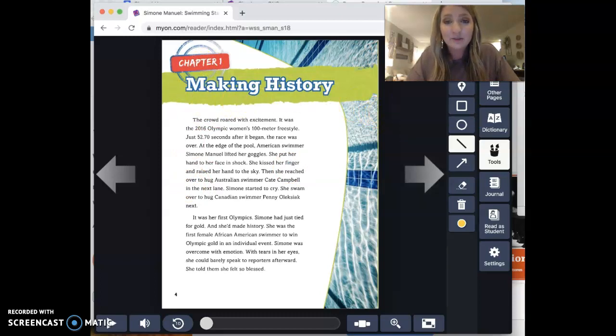And remember, I am looking for those signal words that help us to identify major events in the text. And this is in sequential order, so this is going to help me as a reader to identify those events if I'm looking for those signal words.